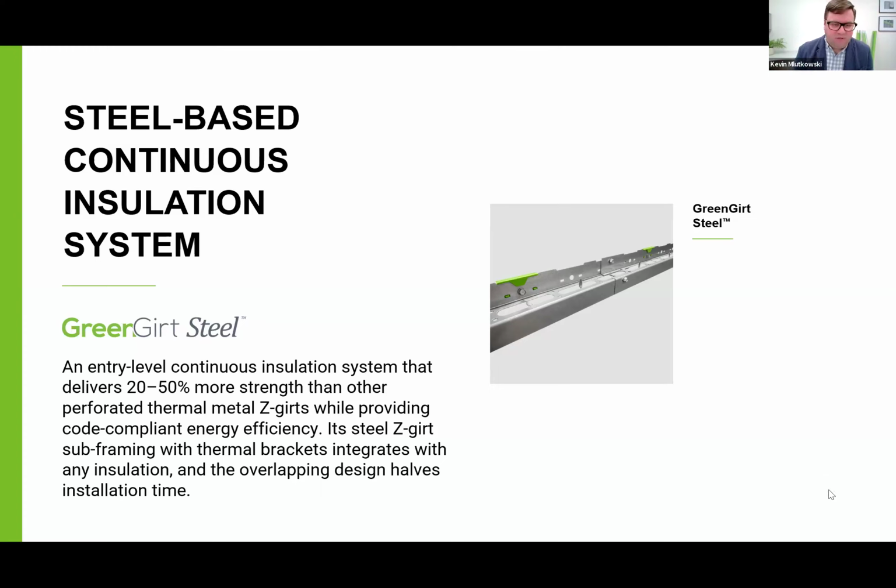And the final thing I want to mention about the Green-girt Steel is it is engineered for thermal expansion and contraction. So with other systems, you may need to leave up to a 1/4-inch gap between girt systems. This can be installed simply overlapping, which makes the installation process much, much easier as well.